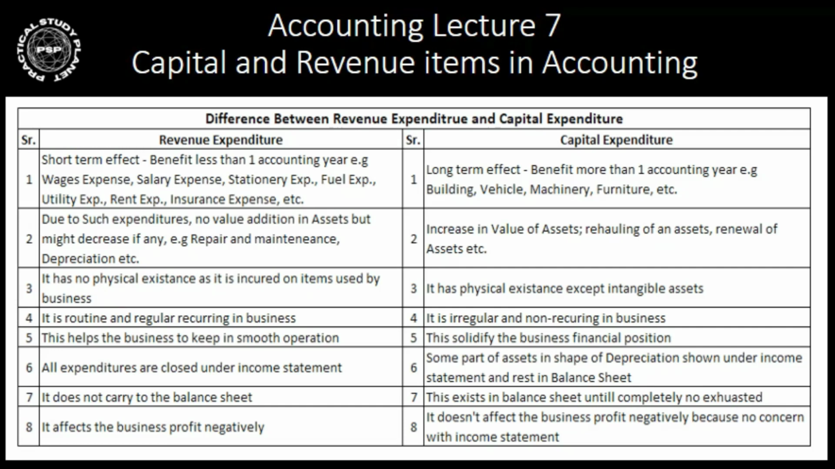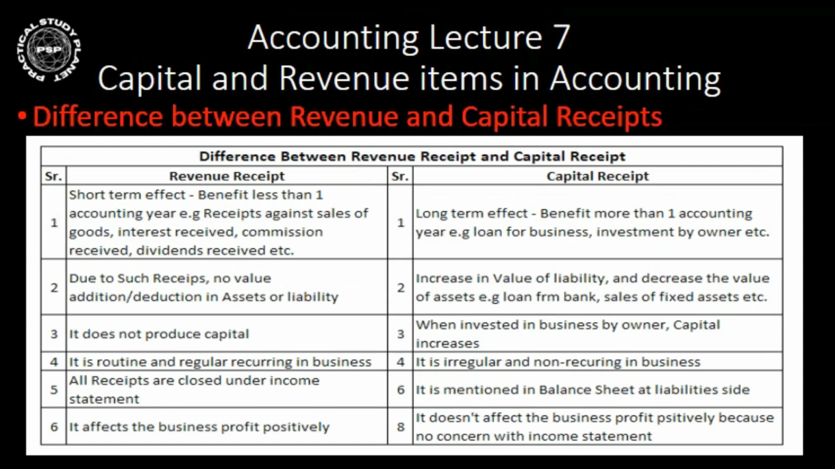The sixth one: revenue expenditures are closed under the income statement, whereas some part of assets in shape of depreciation is shown under the income statement and the rest in the balance sheet. The seventh one: the revenue expenditure does not carry to the balance sheet, whereas the capital expenditure exists in the balance sheet until completely not existed. The eighth difference: revenue expenditure affects the business profit negatively, whereas the capital expenditure does not affect the business profit negatively because no concern with the income statement.